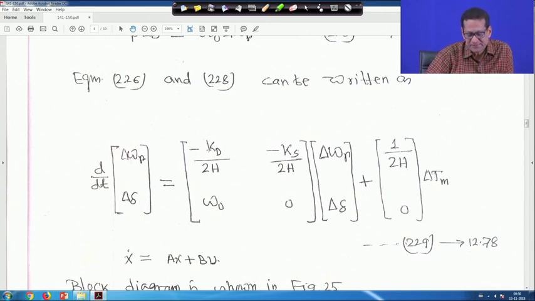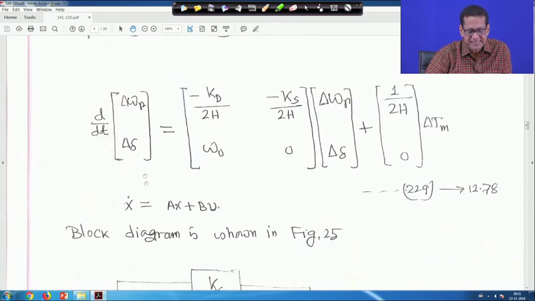So, in this case it is minus K d upon 2 H, minus K s upon 2 H, omega 0 and 0, multiplied by delta omega r and delta, plus 1 upon 2 H and 0 multiplied by delta T m. So, basically P delta omega r is equal to minus K d upon 2 H delta omega r, as we have seen, minus K s upon 2 H delta, plus 1 upon 2 H delta T m. Similarly, P delta is equal to omega 0 delta omega r. This is equation 229.